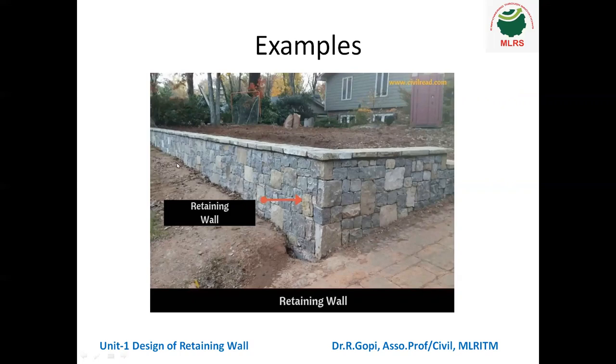So this stone portion is called a retaining wall because it retains the soil behind it. You can see the two levels. This is level one, and this is level two. So we have to maintain two levels, which means definitely we have to construct retaining walls.